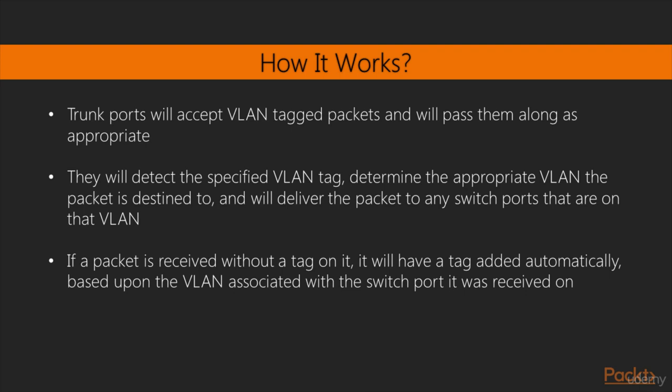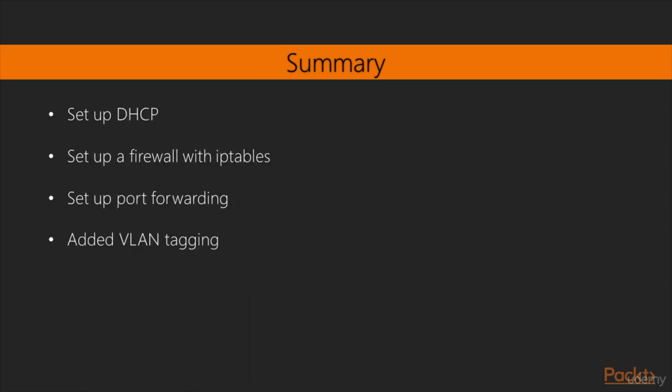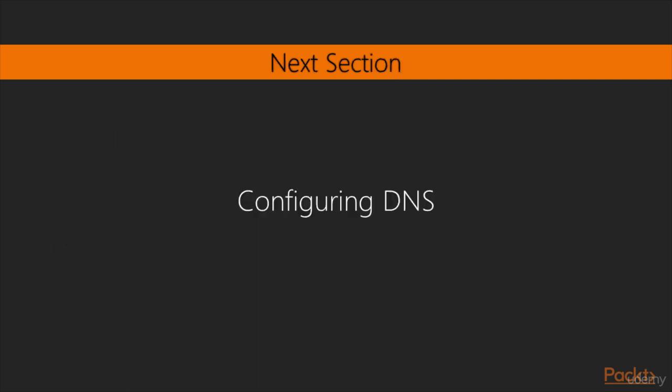Brilliant! So we dealt with adding VLAN tagging. Here we are at the end of this section. Interesting, isn't it? In this section, we set up the physical network, then configured IPv4. After that, configured IPv4 permanently. Next, connected two networks. Later we saw how to enable NAT to the outside. Next, set up DHCP. After that, set up a firewall with iptables, then set up port forwarding, and finally added VLAN tagging. In our next section, we will deal with configuring DNS.